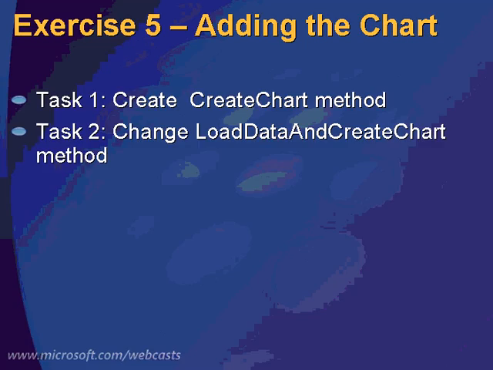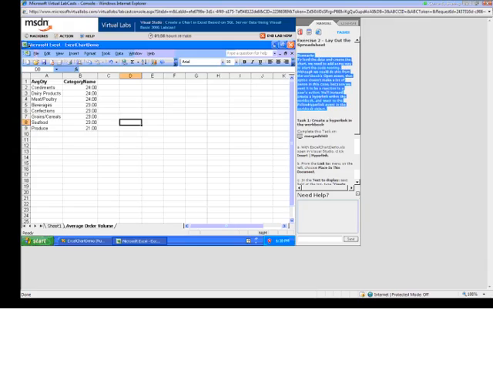Time to move on to exercise 5, which is adding the chart. It has 2 tasks. One is going to be the create chart method, and the second task is going to change our load data and create chart method and add in 1 line of code, which is going to call the create chart method. So let's go ahead and go back to our program.